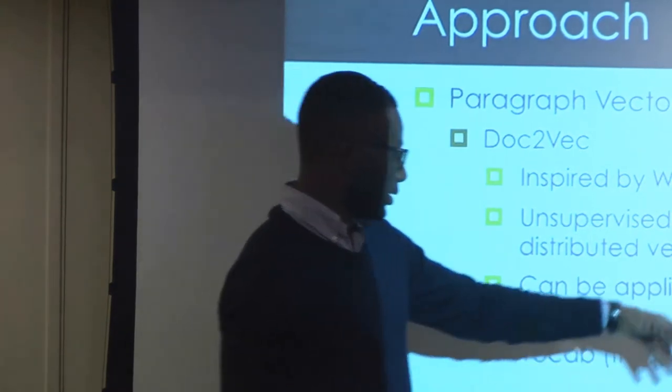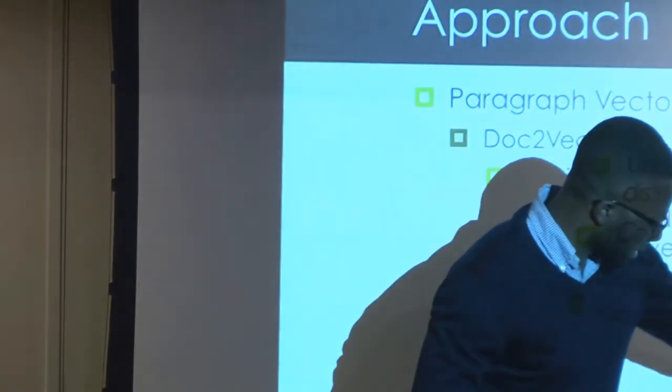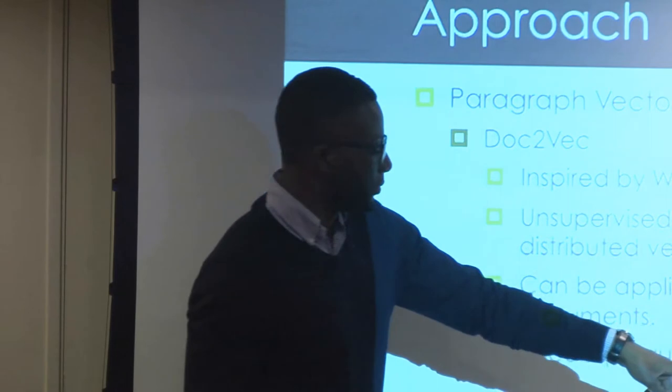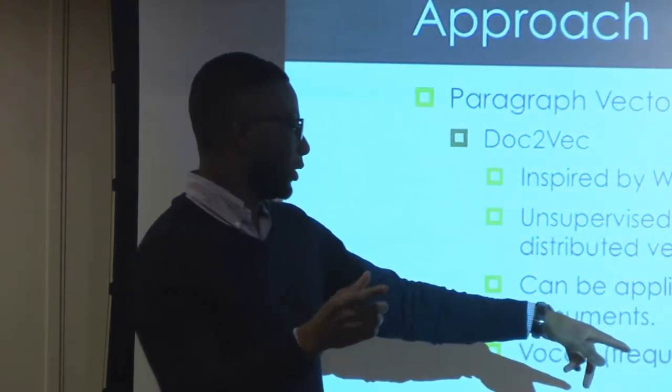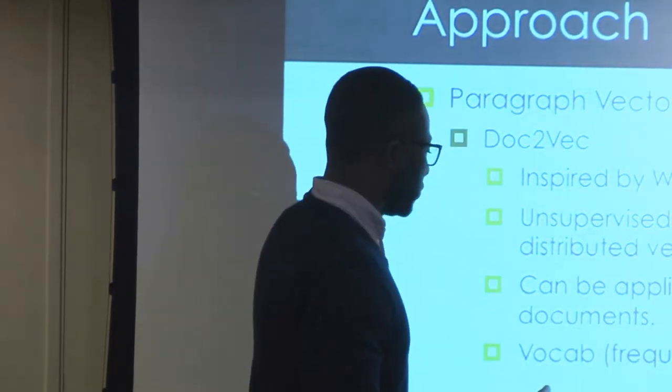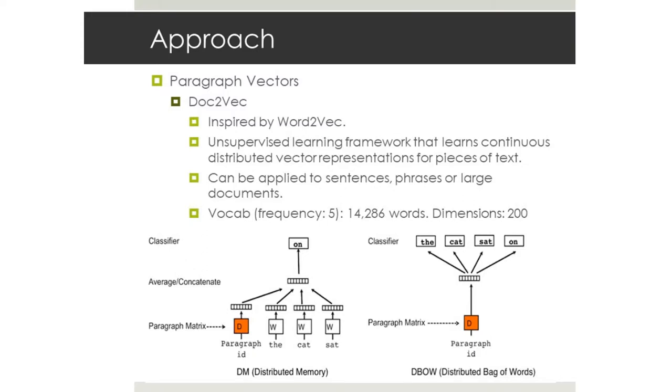And then the next one is distributed bag of words, and this is more similar to the skipgram model for Word2Vec. So what you do with this is you have your paragraph ID, you initialize this random vector, and then you sample a random set of words, and then you try and predict one word in that sample. So it's effectively the exact reverse of that one.